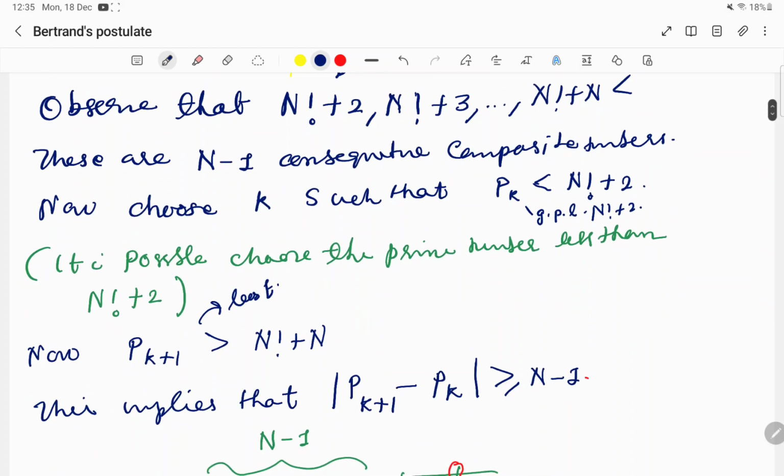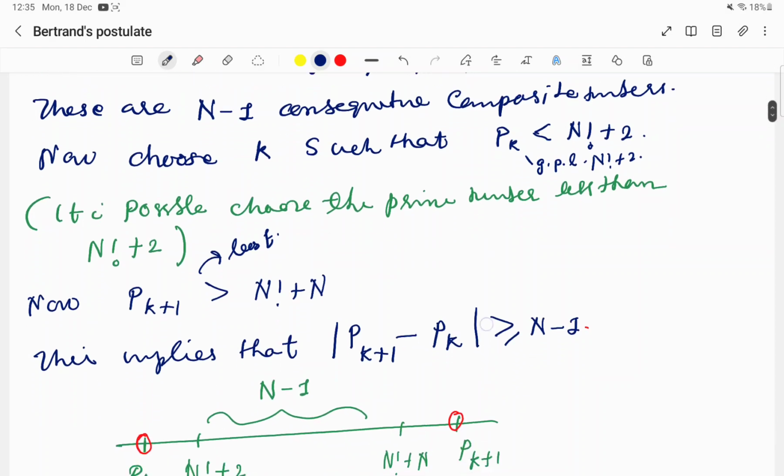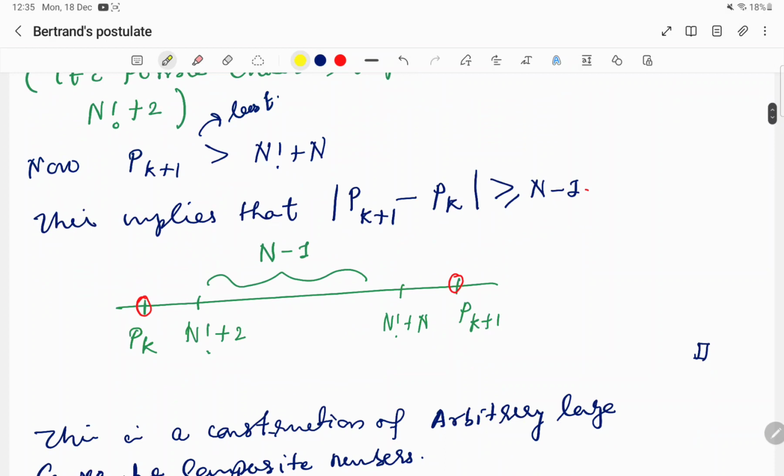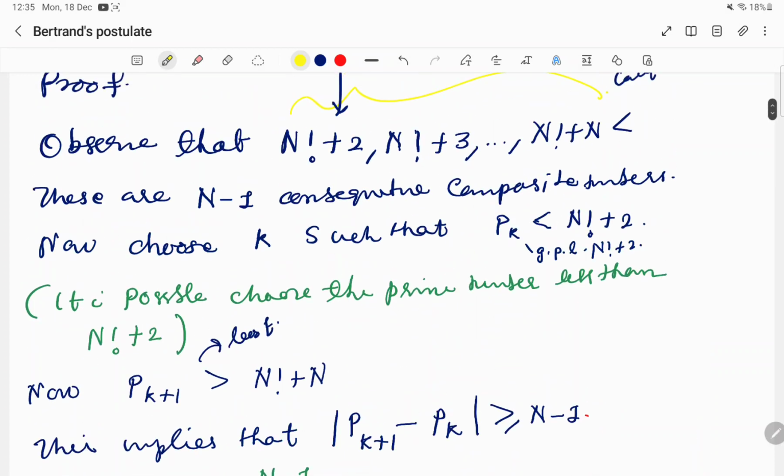So this pair has a distance of at least n minus 1, right? It should definitely be at least n minus 1 because n factorial plus 2 is not a prime number, of course, and n factorial plus n is not a prime number. So for any n, we can always find p k and p k plus 1. This is a pictorial representation I am giving. So what we have found is that the prime gap, the consecutive gap, is not bounded. For any n you will get prime pairs at least this distance apart.